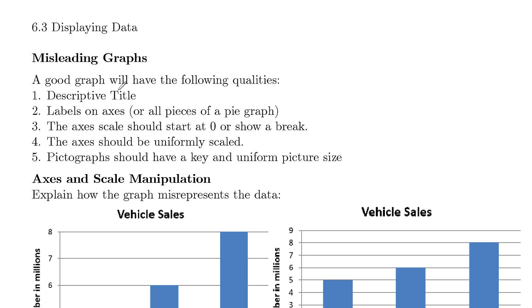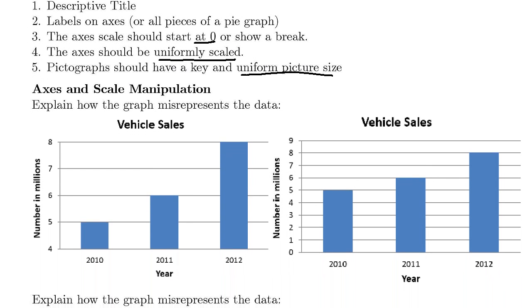It should have a descriptive title, and labels on the axes, or if it's a pie graph, on all the pieces of the pie. The axis scale should start at 0, or if there is a break, it should show the break. Axes should be uniformly scaled, and pictographs have to have a key with a uniform picture size. So those are some general guidelines. Let me show you where things can go wrong and it can be deceptive.